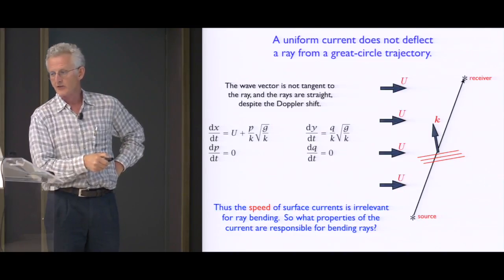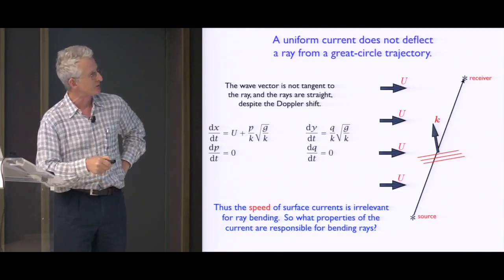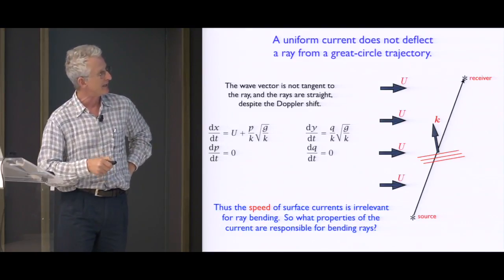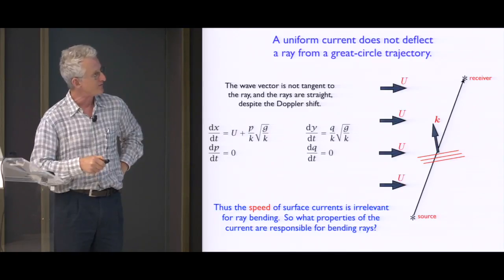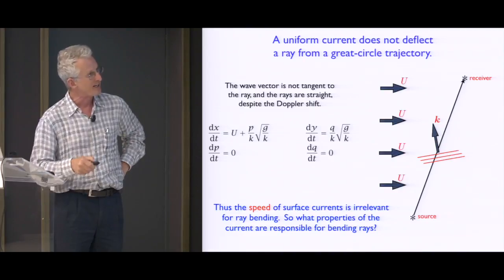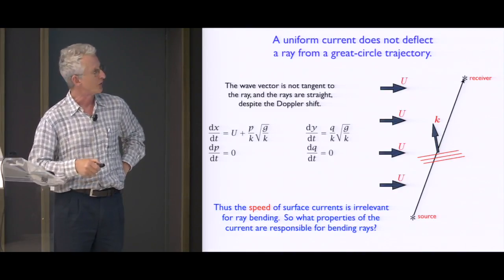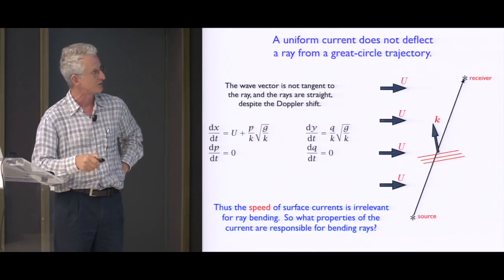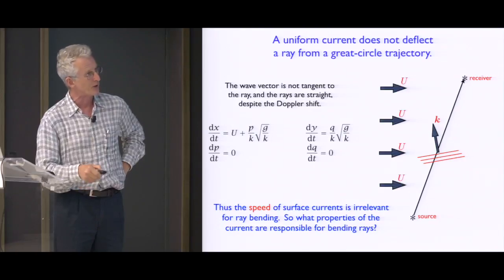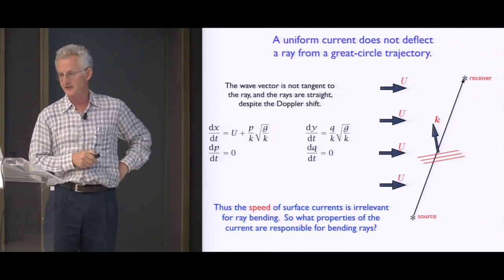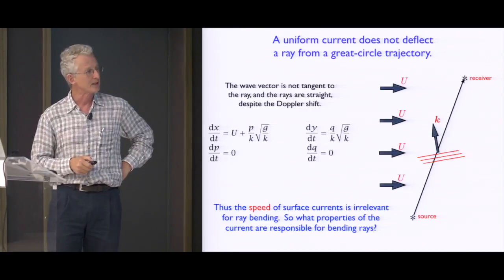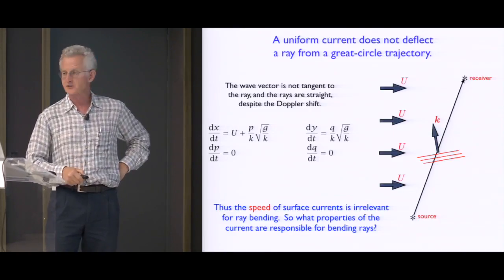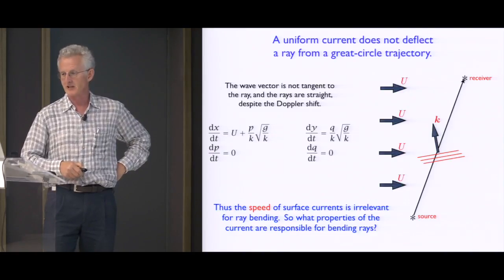Okay? So that's a trivial solution, I would say, of the ray tracing equations where the wave numbers don't change with time because changes in the wave number rely on gradients of the velocity, and there are none. So P and Q are constant, and therefore dx/dt and dy/dt are also constant. You can eliminate time, that gives you the ray path. It has to be a straight line, and it is. Okay? So from a purely logical point of view, the speed of currents is completely irrelevant to ray bending because no matter what the speed is, the rays are straight.